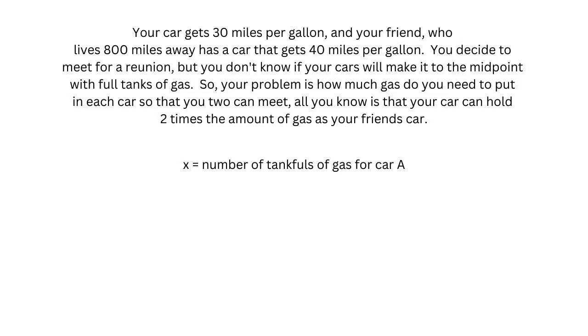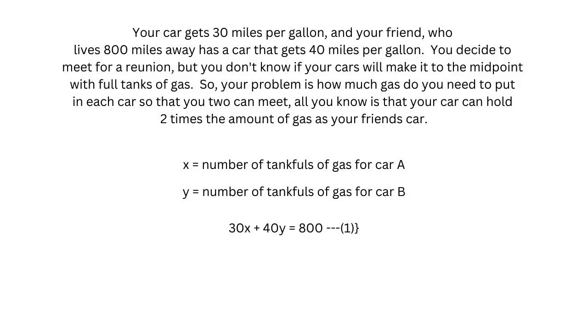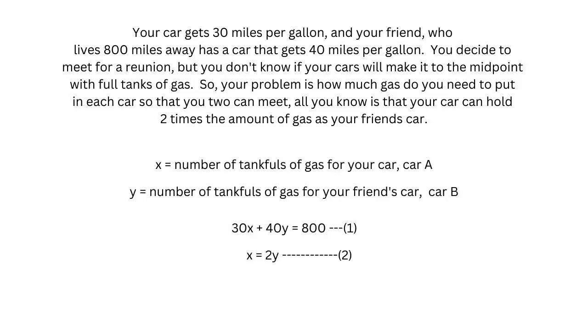Let's assign x equals the number of tankfuls of gas needed for your car, car A, and y equals the number of tankfuls of gas for your friend's car, car B. So, our 2 equations are 30x + 40y = 800 and x = 2y. There are 2 ways of solving for these 2 variables, substitution and elimination.